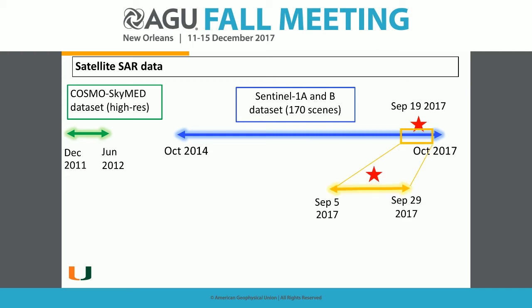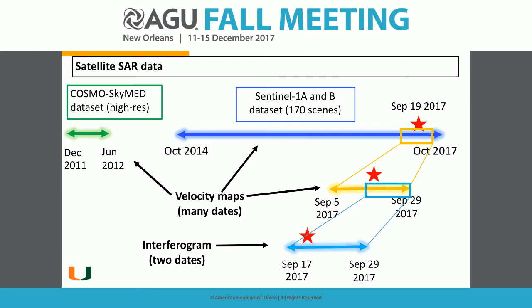Because we have a lot of Sentinel data, we can also take a subset and analyze it independently. So we're going to take a subset from September 5 to September 29, 2017, which also includes the earthquake. And we can also calculate just a single interferogram using only two SAR scenes, September 17 and September 29. So we are basically analyzing 3 velocity maps and 1 interferogram. This one over here is not related to the earthquake. This one includes the earthquake, but it's just one scene of 170, so it doesn't make a lot of noise in the computation. And in these two, the earthquake has a lot of influence.